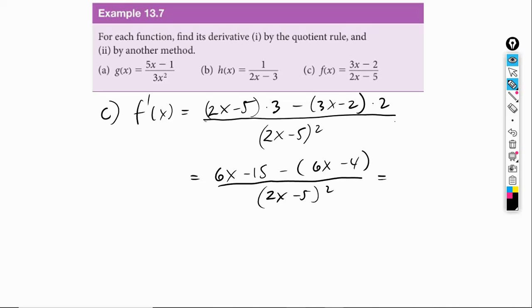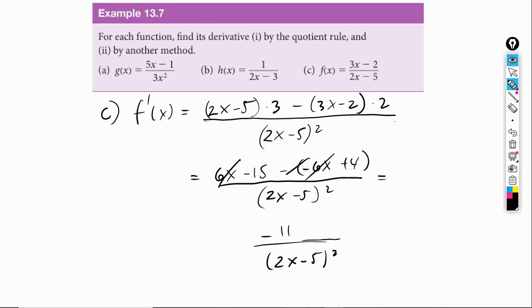And this is equal to, notice that this is going to be minus 6 and this is going to be plus 4. So we're going to get this to cancel out, and negative 11 over 2x minus 5 squared. All right. Now you're going to see how much easier this is compared to using another method, but I'm going to use the other method next.